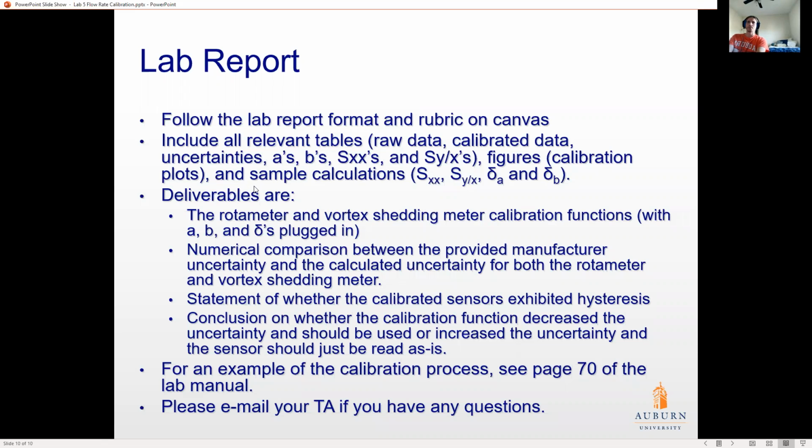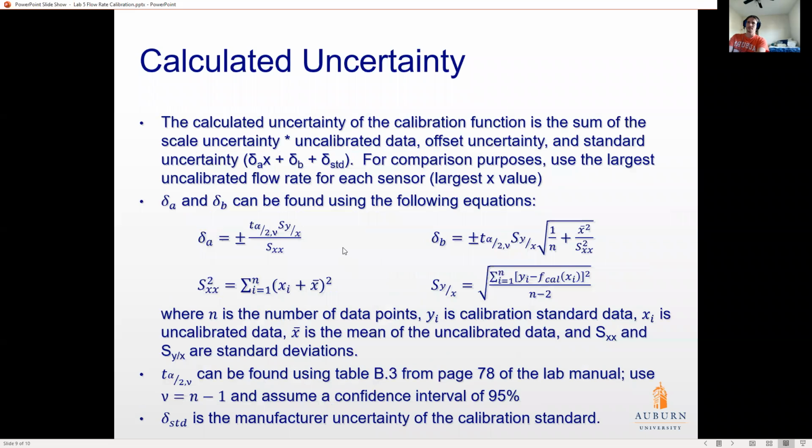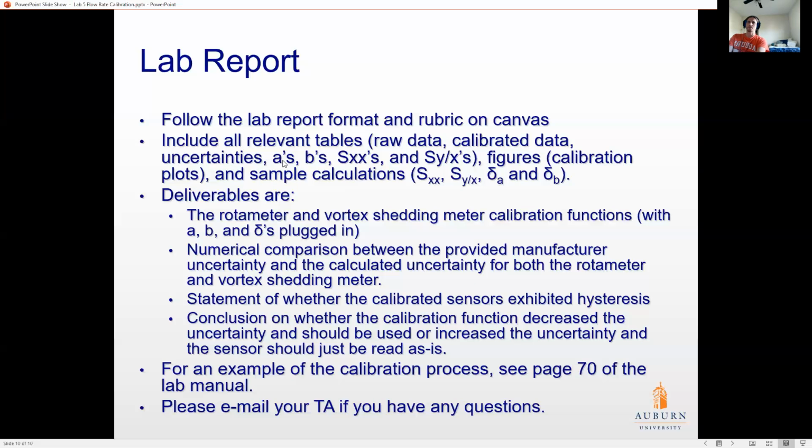Okay, so make sure you give me a table with the raw data. Make sure you give me the calibrated data. So make sure you give me the results of this. So I want to see all your calibrated numbers. Make sure you give me your del A's, del B's, all of your SXX and SYX values. So I want to see these numbers for the rotometer and the vortex shedding meter.